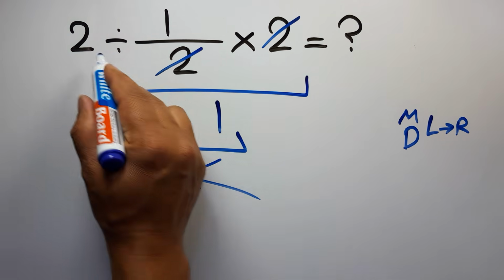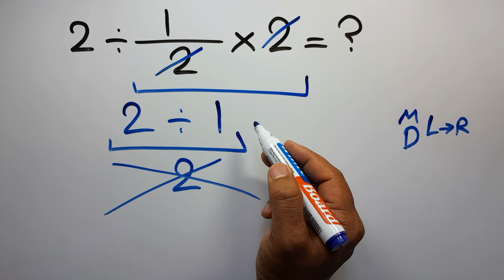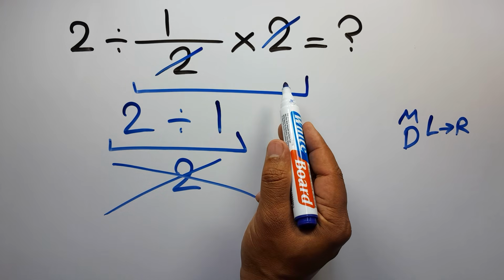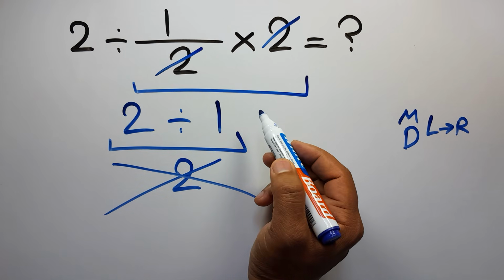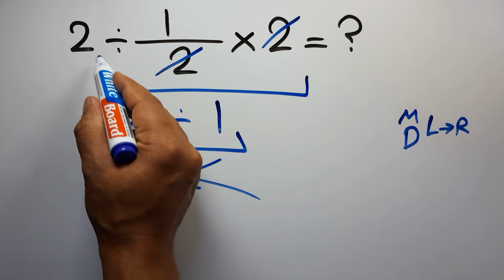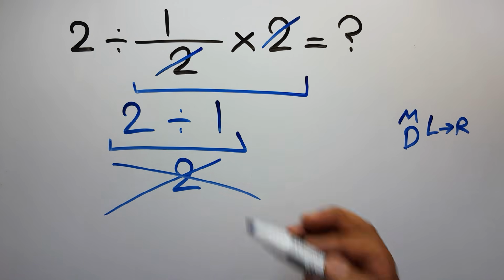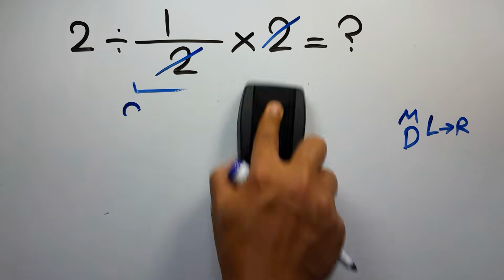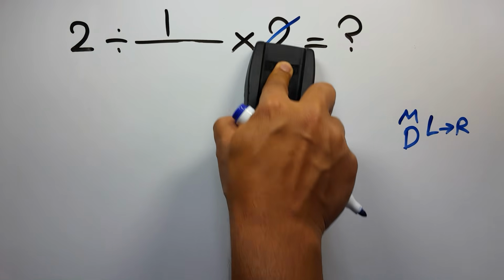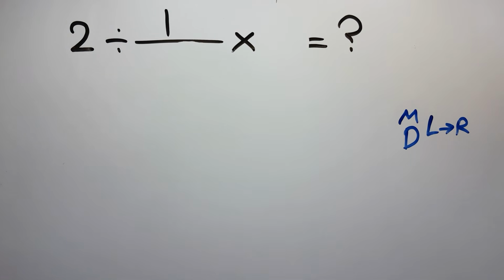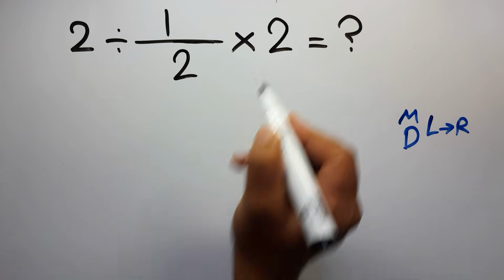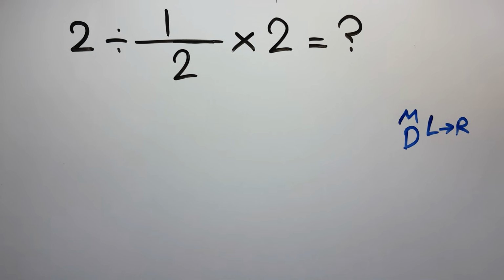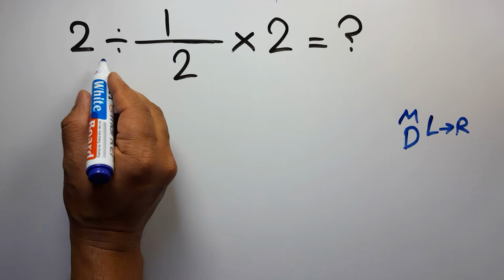In this expression, we have one division and one multiplication. So we have to work from left to right. And first we have to do this division, then this multiplication. If we do this multiplication before this division, it is wrong. So first we have to do this division.